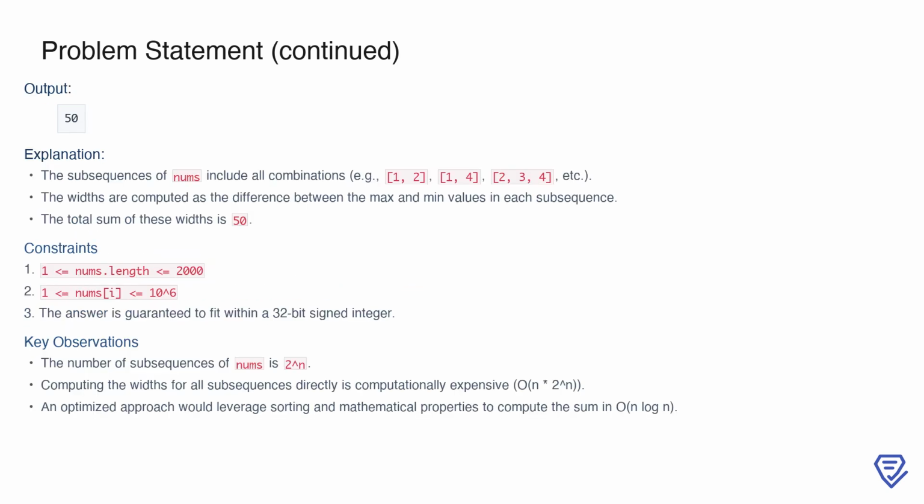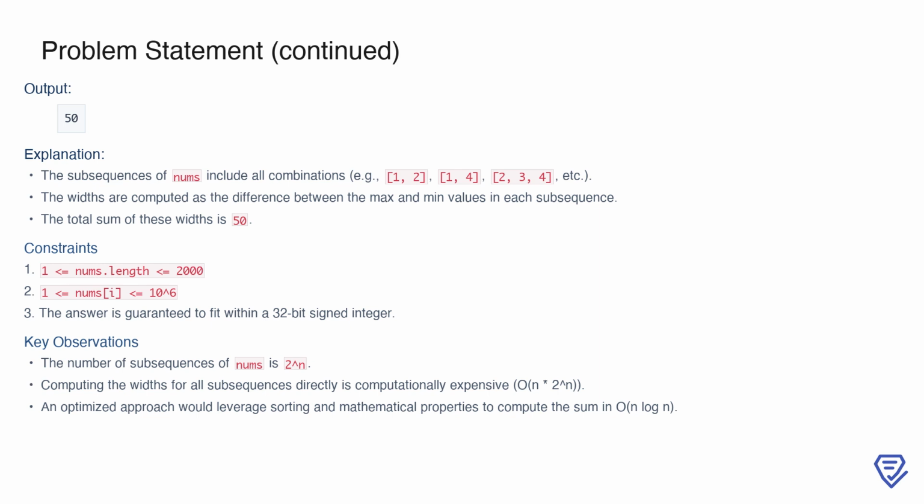Now, let's look at another example with nums equals 1, 2, 3, 4. Here, the subsequences include combinations such as 1 2, 1 4, 2 3 4, and so on. For each subsequence, the width is calculated as the difference between the maximum and minimum values. When we sum up the widths of all subsequences, the total is 50.